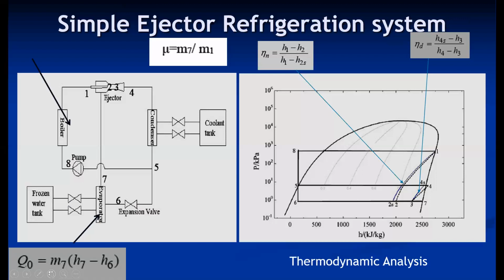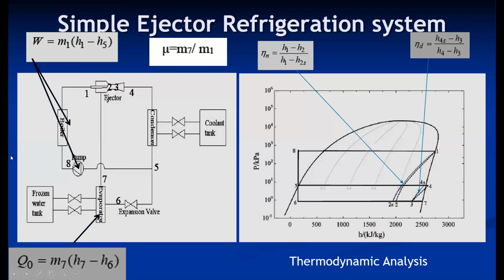Work input is given to the pump as well as the boiler. So across 5 and 1 there is enthalpy change. From 5 to 8, there is no enthalpy rise, but the pressure rise happens. And 8 to 1, that is the enthalpy change. The fluid flowing through this particular stream is called M1. So M1 is the mass flow rate that flows through the pump as well as the boiler. So M1 into H1 minus H5 gives you the work input.